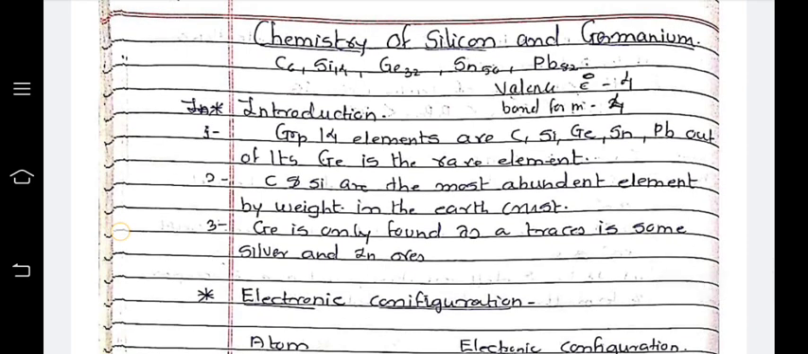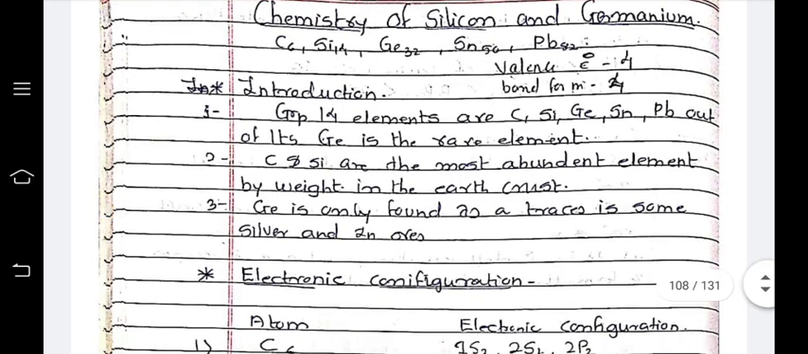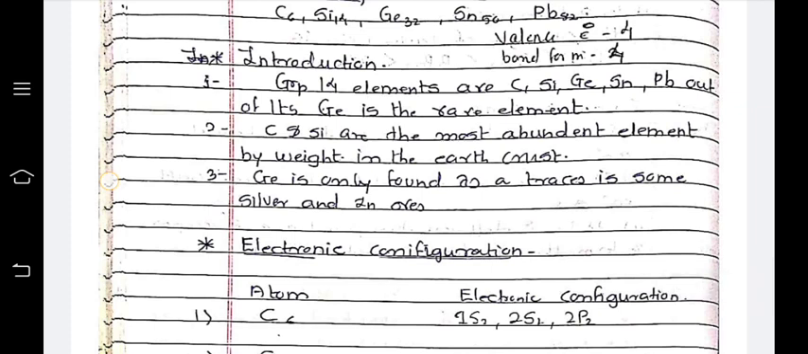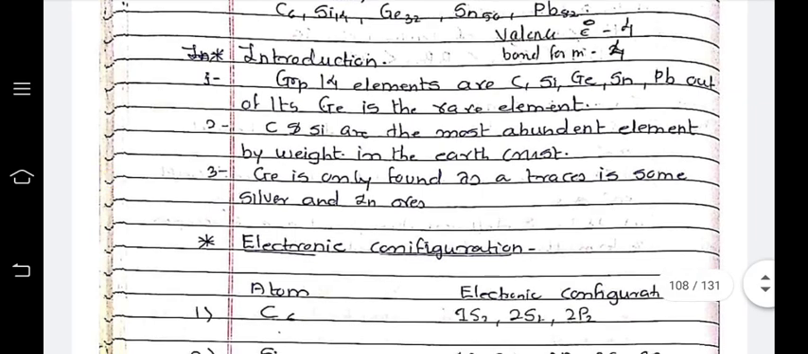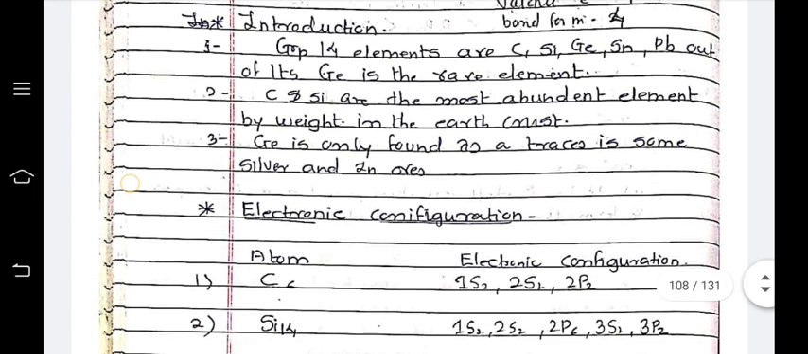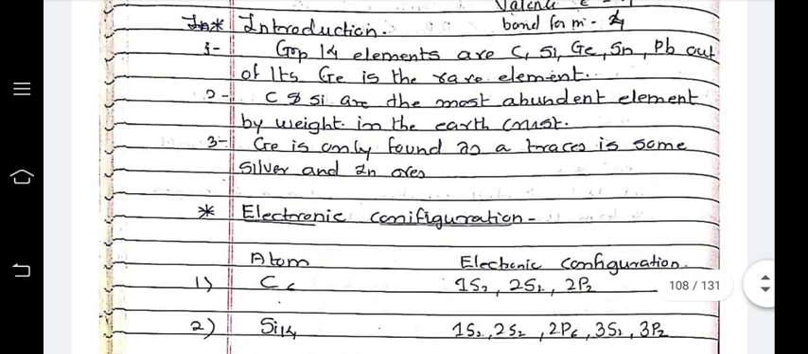Silicon and germanium are also p-block elements. Silicon and germanium are the family of the carbon family elements. It comes into the class of the group 14 elements. The group 14 elements consist of carbon, silicon, germanium, tin, lead.